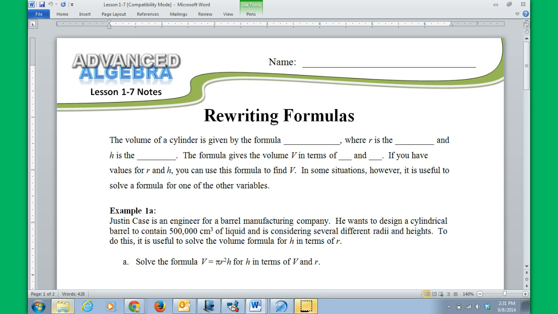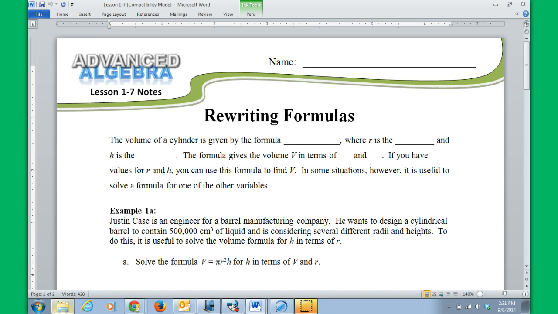Usually the last part of teaching solving equations that I do with algebra students is taking a problem that has multiple variables in it and then solving for one variable or another. And that's what this is today, okay? So we're reviewing that.